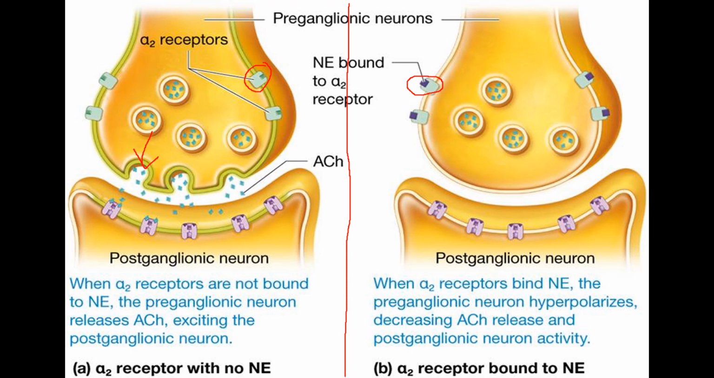Now, when these alpha-2 receptors are bound to norepinephrine, it hyperpolarizes this axon terminal, and it completely prevents any exocytosis. So these are just blocked off. They cannot release their acetylcholine to the postganglionic neuron, and so that will reduce activity down the line. I just want you guys to know that these are alpha-2 receptors, and this one here has norepinephrine in it, and this one does not have norepinephrine in it. So it's important that you know that.